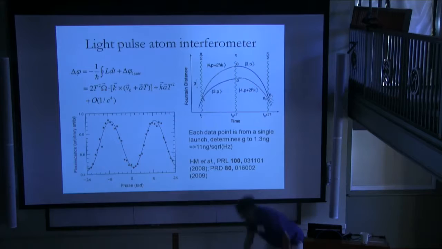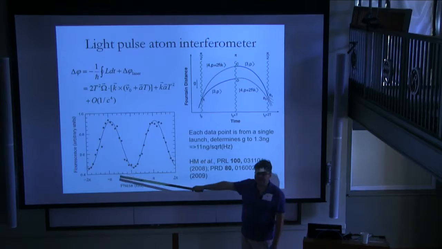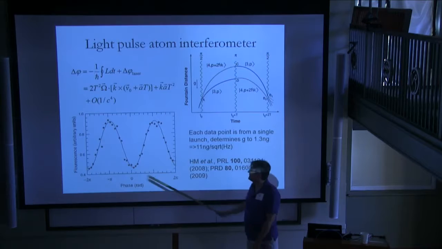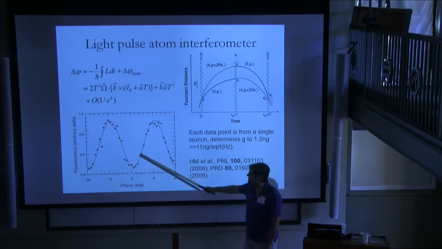This is actual data taken by Kenya Chang at Stanford, has for many years been the most precise atomic gravimeter, only recently surpassed by a group in China. Why is it so hard to make progress here? Because it's all limited by vibrations. This measures gravity at a resolution of 11 nano g in 1 second. Each data point here is a single fountain launch.